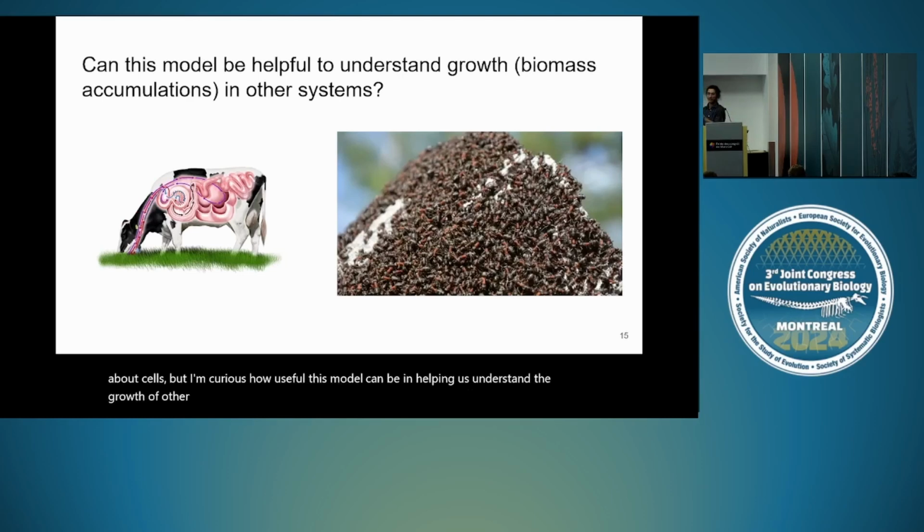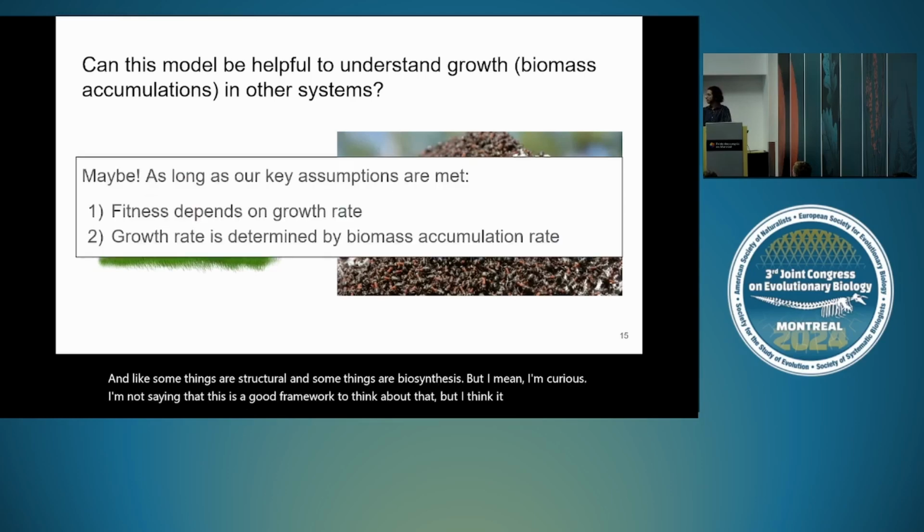For example, think about an ant colony. It also wants to increase its biomass, and it's allocating its individuals between provisioning, which is the individuals that bring in food, structural, like the individuals that are soldiers, and the queen is maybe doing more biosynthesis, making new individuals. Or in an organism, it's allocating its tissues between provisioning, like guts and so on, and some things are structural and some things are biosynthesis. I'm not saying that this is a good framework to think about that, but I think it might be helpful if the key assumptions are met.